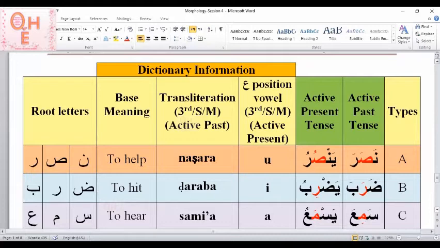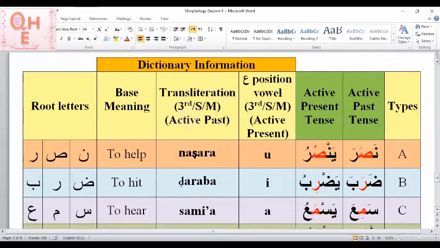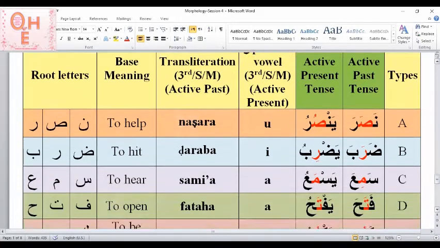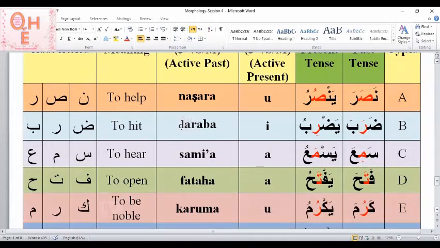This is how I get yadribu. This is how I put a kasra with the ra, the ayn position root letter. Okay, let's move on. Let's now look into the other combination of root letters.